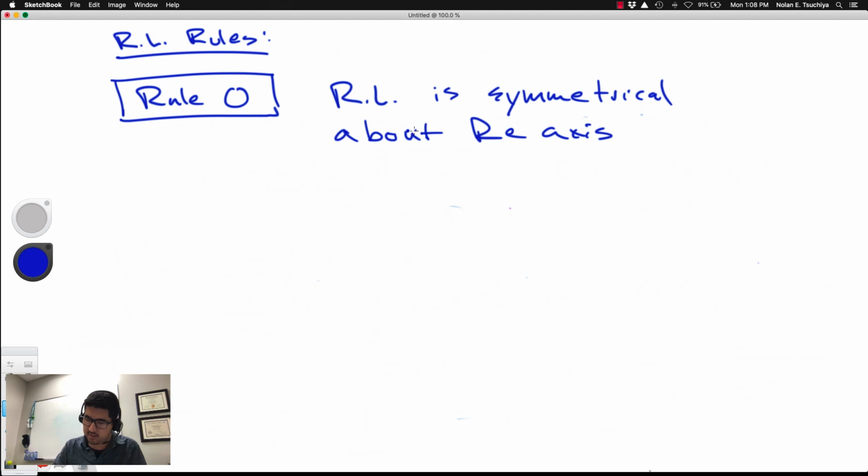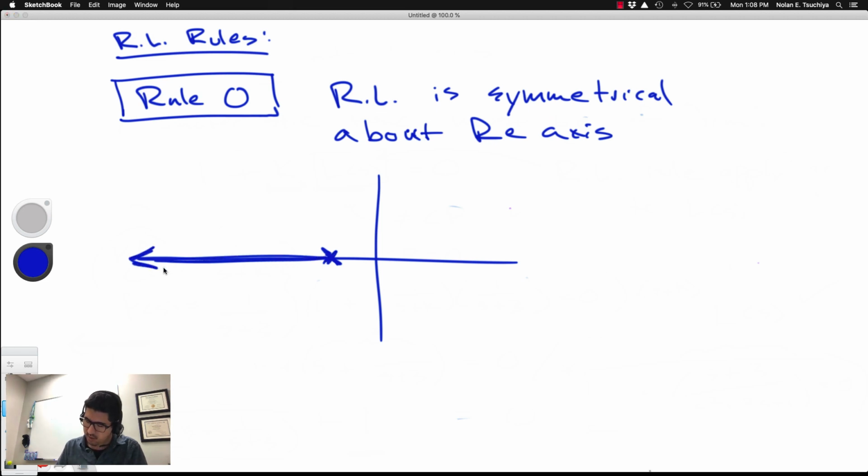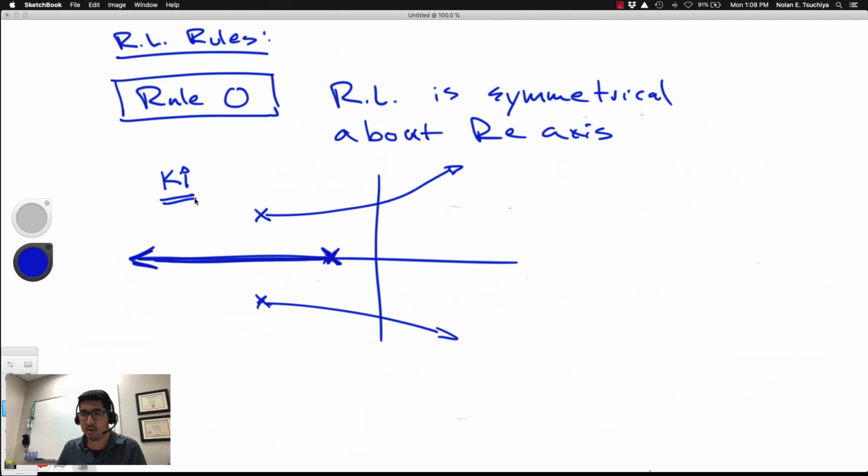If you think about why this is the case, I drew one example that looked kind of like this, but then I also came up with another example that had maybe 3 poles and 2 branches go off in this direction. Any root locus that you draw must be symmetric about the real axis, and the reason is the root locus itself is nothing but a collection of closed loop pole locations as a function of increasing the gain parameter k.